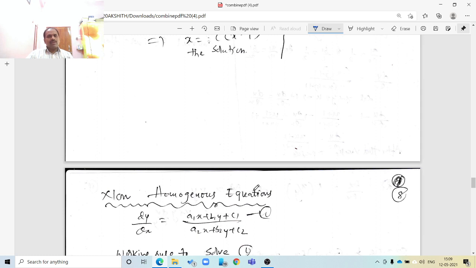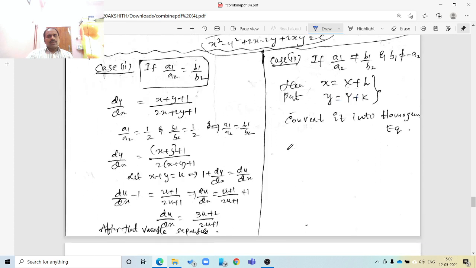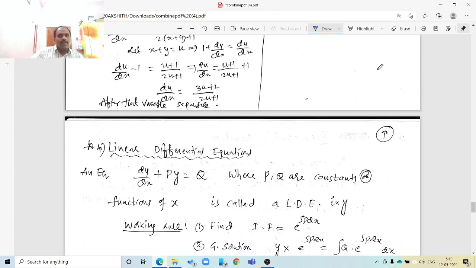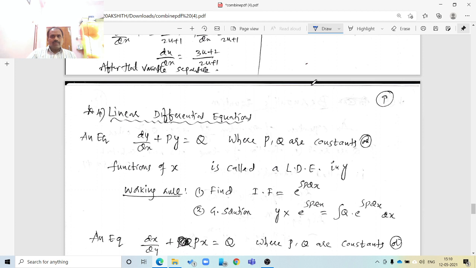Automatically after substitution, it is converted into homogeneous. Whenever it is converted into homogeneous, then you take y is equal to vx. After the substitution of y is equal to vx, the problem comes to variable separable method. First, it is non-homogeneous. Whenever you give these two substitutions, it will be converted into homogeneous. Then you give the substitution y is equal to vx, and automatically it will be converted into variable separable method, and you can solve that differential equation. That is the third method.